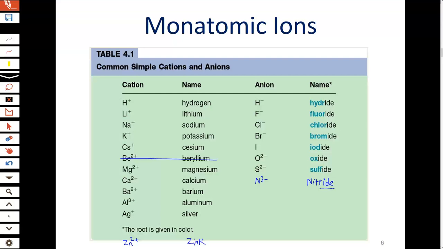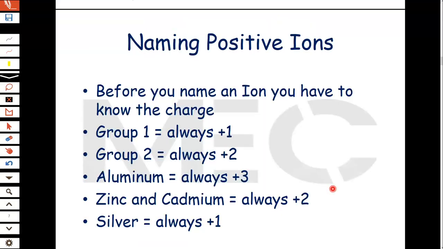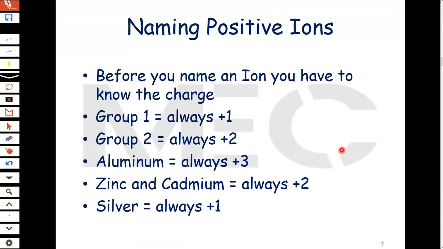This is important. Okay, let's go to the next slide. Naming positive ions. Before you name an ion, you have to know the charge. So we talked about it in the slide of the periodic table. We said group 1 elements will always form a positive 1 ion. Group 2 elements will always form a positive 2 ion. Aluminium always positive 3, zinc and cadmium positive 2, and silver always forms a positive 1 ion.